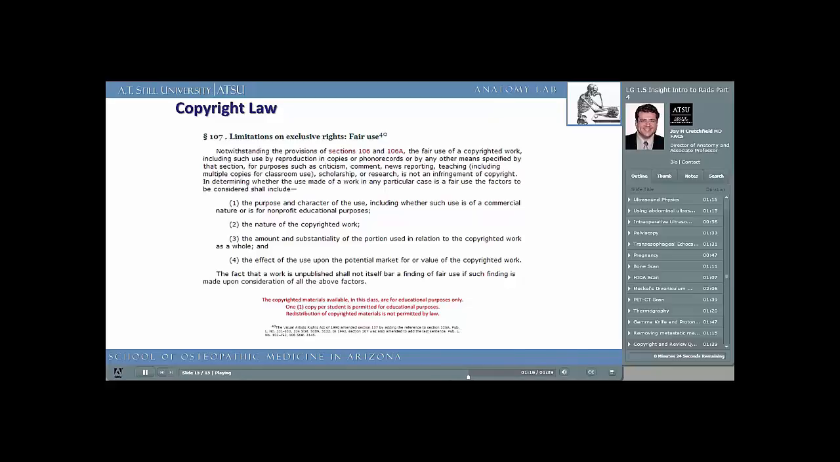Number 11, what is thermography? Number 12, what is gamma knife therapy? Number 13, what is proton therapy? Number 14, what does stenosis mean? What is atherosclerosis? What is Doppler imaging?